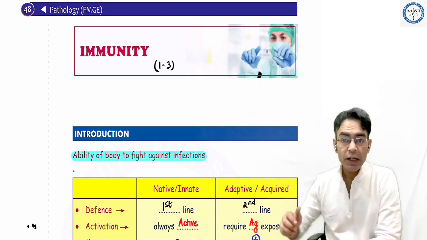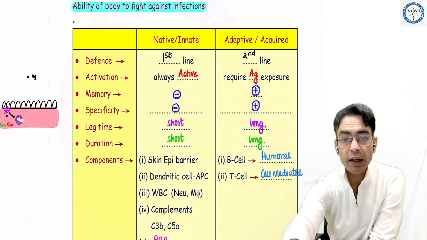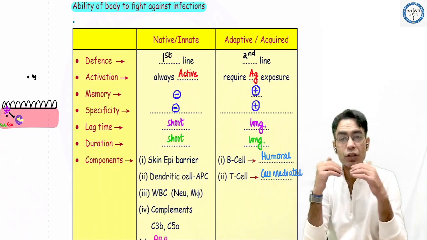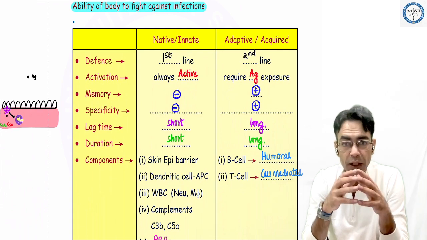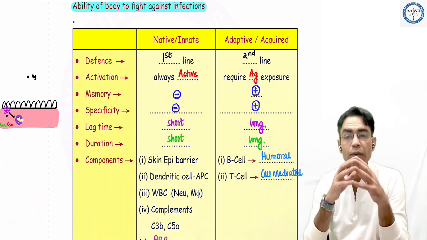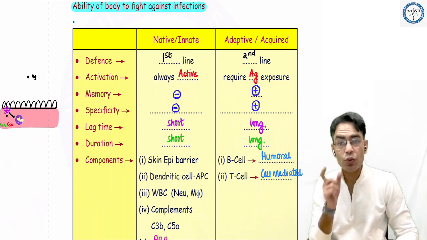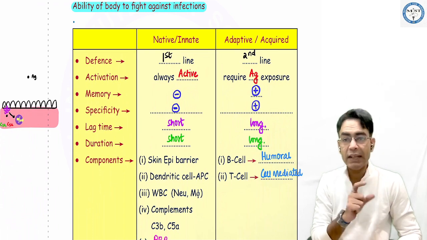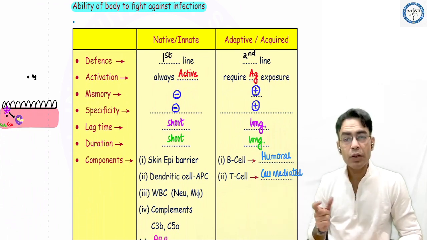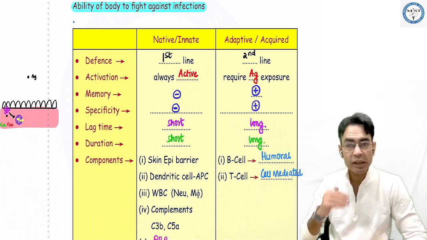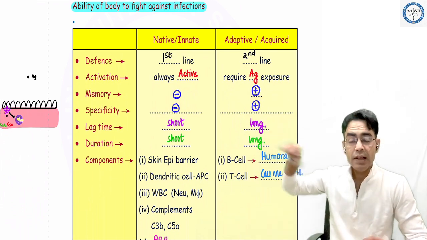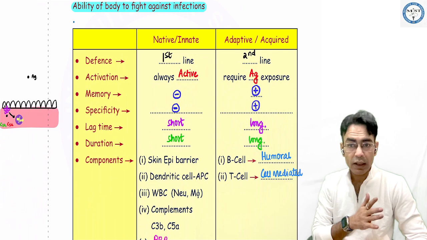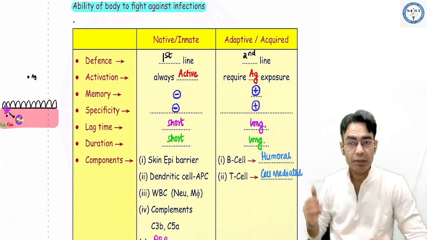So the native immunity is an immunity where you are having the immunity which is first line, and adaptive immunity is the second line of defense. Native immunity is always active, whereas adaptive immunity will require an antigen exposure. I told you to correlate this native immunity with your parents and adaptive immunity with friends. So memory specificity is not a part of native, whereas it is always present in adaptive. The duration of the lag time both are short in innate and both are long in adaptive.